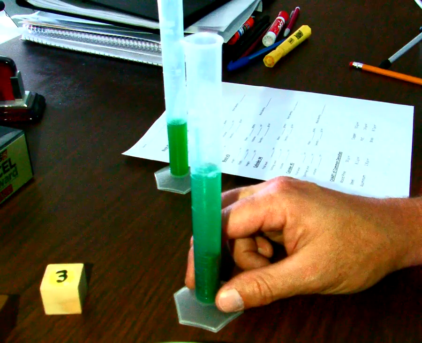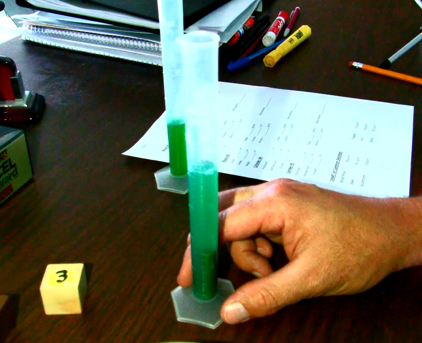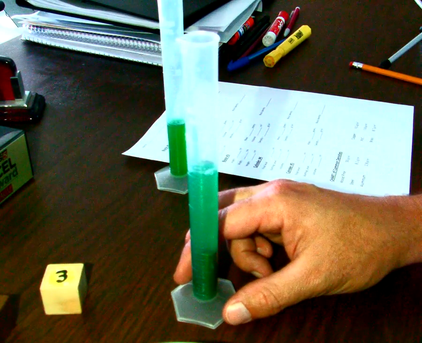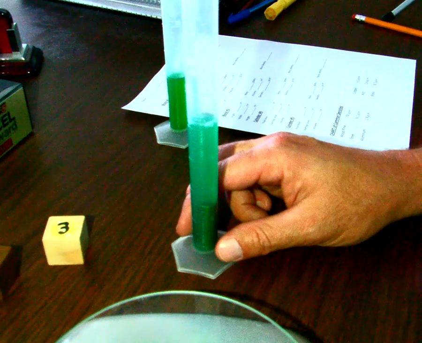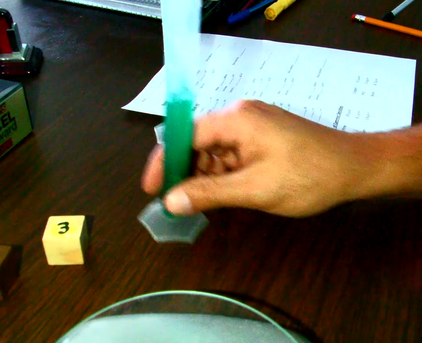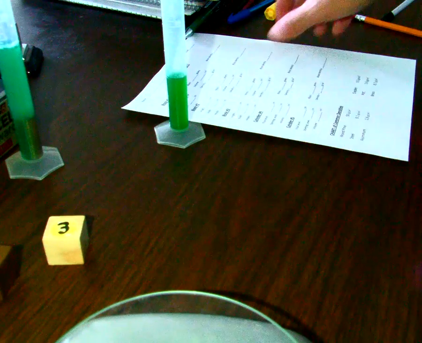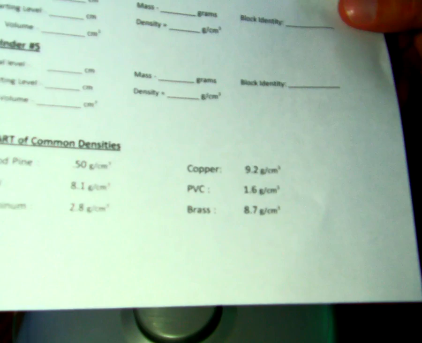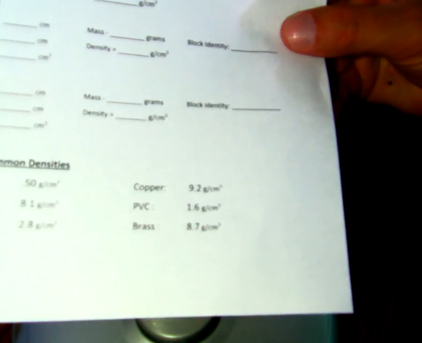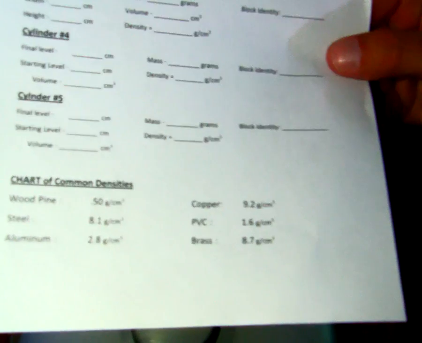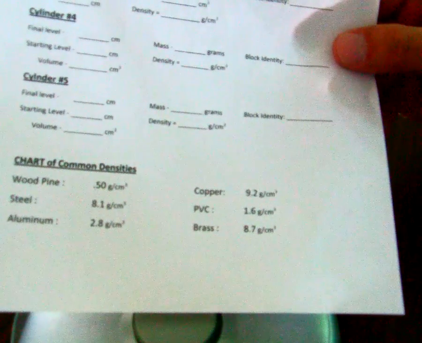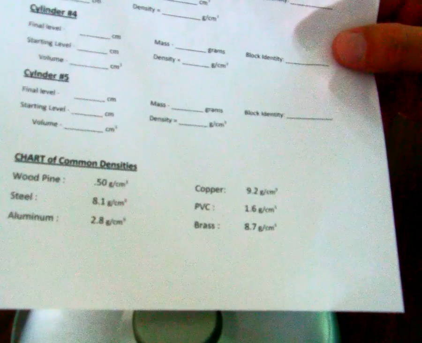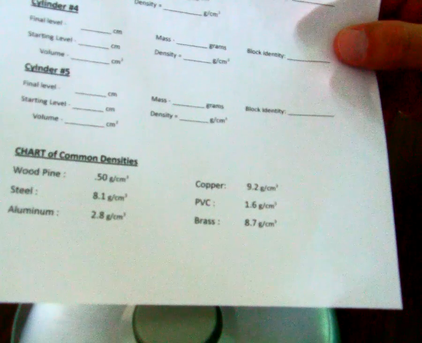So please go ahead and calculate your volume for cylinder number 4. And we had the mass for cylinder number 4 as well. So go ahead and calculate your density for cylinder number 4. I'm going to move that out of the way. Once you calculate your density, go ahead and take a look at your chart. I'm going to turn this light back off. There we go. And take a look at your chart of common densities and see if you can figure out which unknown metal is cylinder number 4.